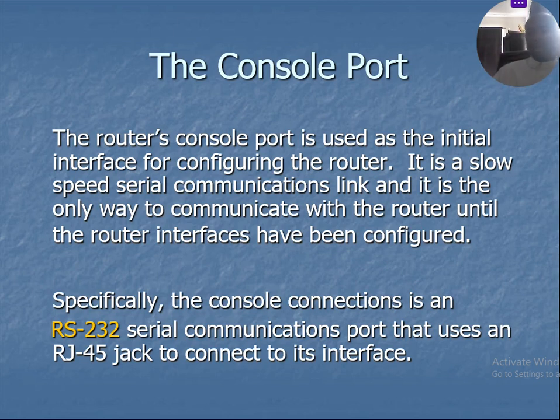When we have a router, we have to first of all configure all the interfaces in the router before the router can be used. All the interfaces that we've described in the previous section, we need to configure them. Now, through which do we configure the router? We configure the router using what we call the router's console port.